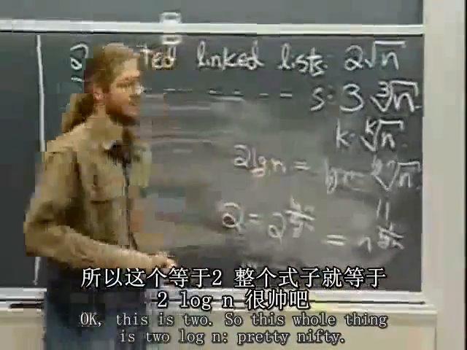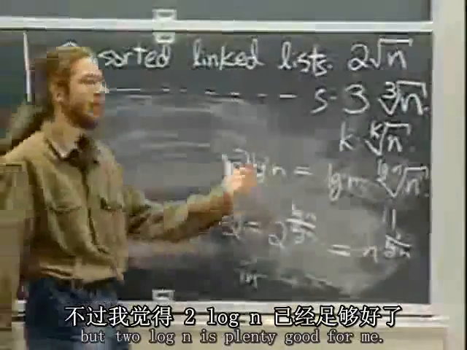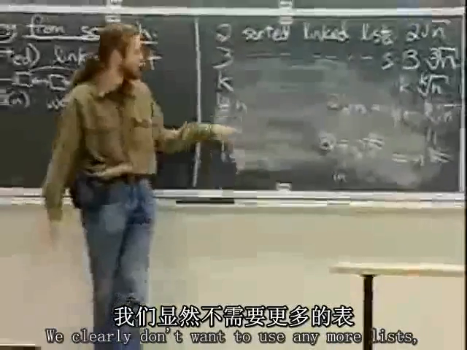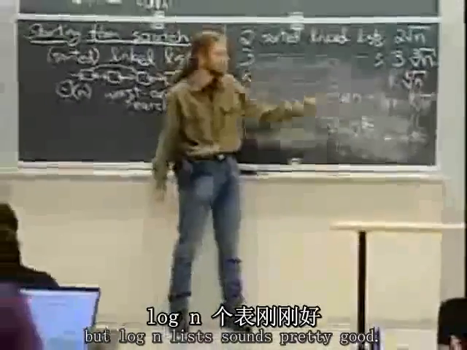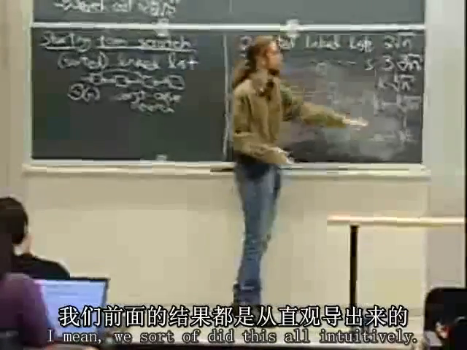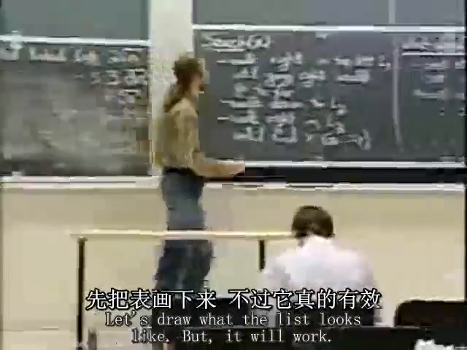Pretty nifty. So you could be a little fancier and tweak this a little bit, but 2 log n is plenty good for me. Clearly I don't want to use any more lists, but log n lists sounds pretty good. I get now logarithmic search time. Let's check. I mean, we sort of did this all intuitively. Let's draw what the list looks like, but it'll work.